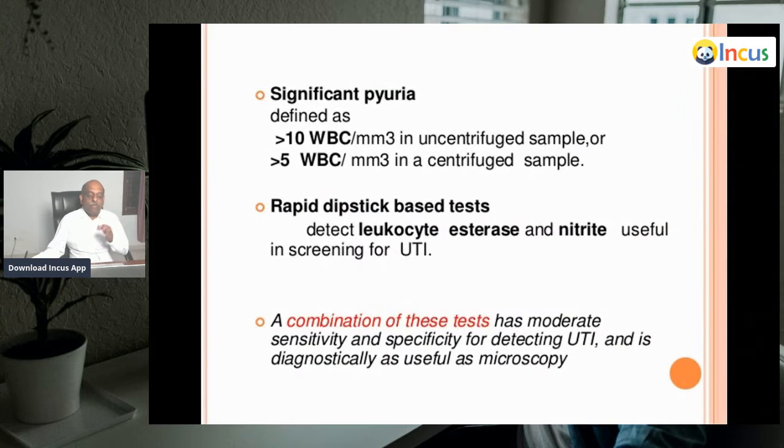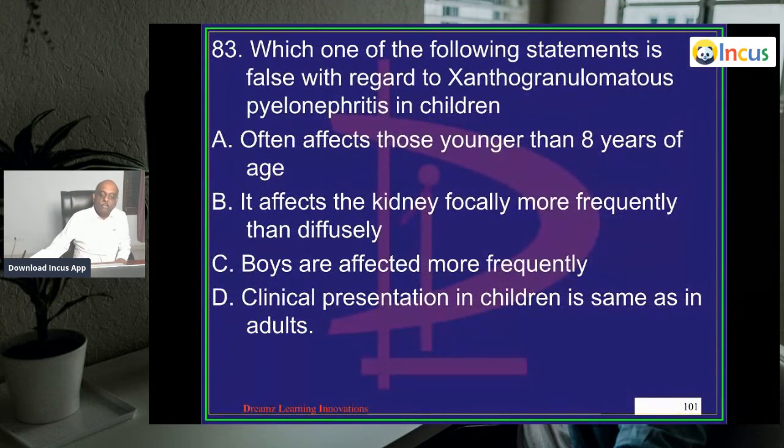So how do you define significant pyuria in pediatric population? More than 10 WBC in uncentrifuged sample, more than 5 WBC in the centrifuged sample. That is the definition of significant pyuria.